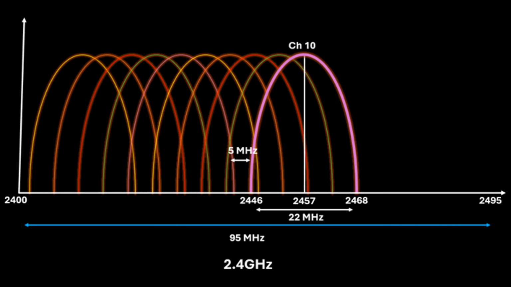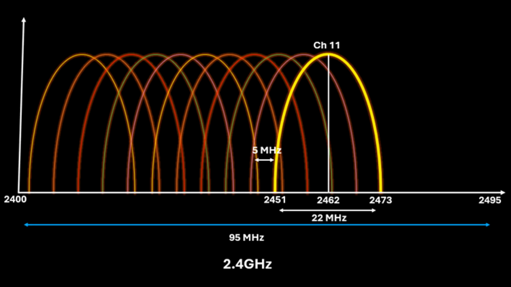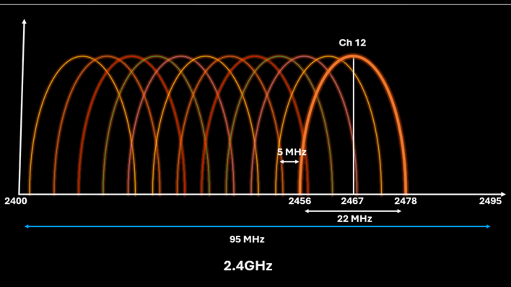Channel 10, frequency ranges from 2446 MHz to 2468 MHz with center frequency at 2457 MHz. Channel 11, frequency ranges from 2451 MHz to 2473 MHz with center frequency at 2462 MHz. Channel 12, frequency ranges from 2456 MHz to 2478 MHz with center frequency at 2467 MHz.